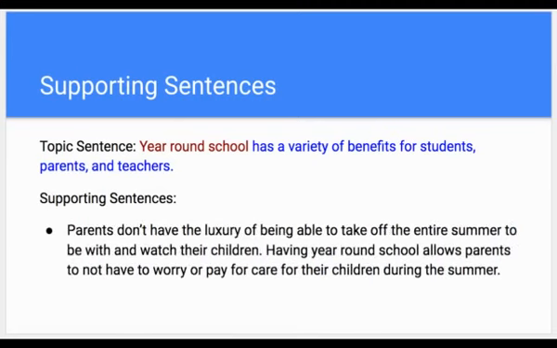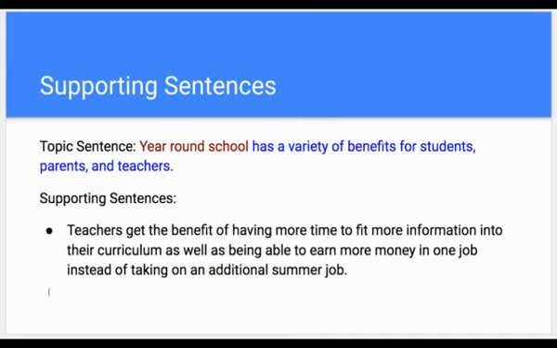And then my next one, I'm going to obviously talk about parents because it's next in the list. Parents don't have the luxury of being able to take off the entire summer to be with and watch their children. Having year-round school allows parents to not have to worry or pay for care for their children during the summer. So I'm talking about the variety of benefits for parents. The last one would be teachers. Teachers get the benefit of having more time to fit more information into their curriculum, as well as being able to earn more money in one job instead of taking on an additional summer job. So that's a lot, I realize, of supporting sentences. But I'm giving my details. I'm explaining it in detail for benefits for students, parents, and teachers.